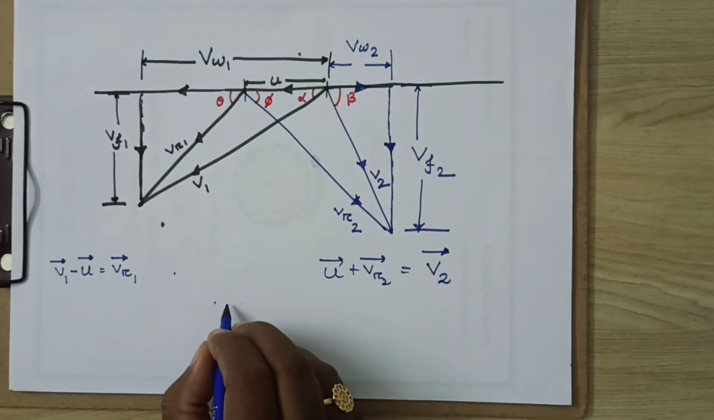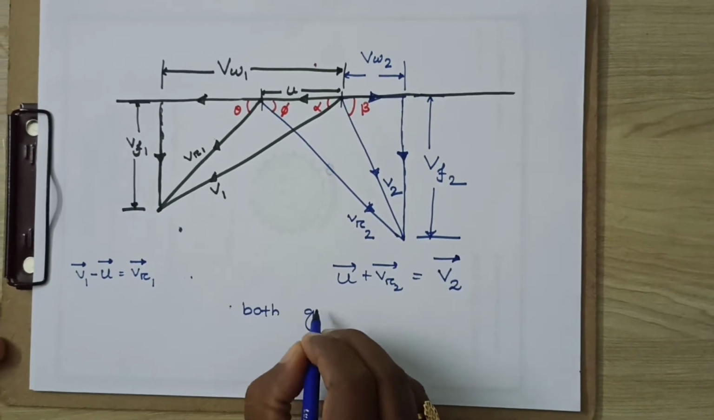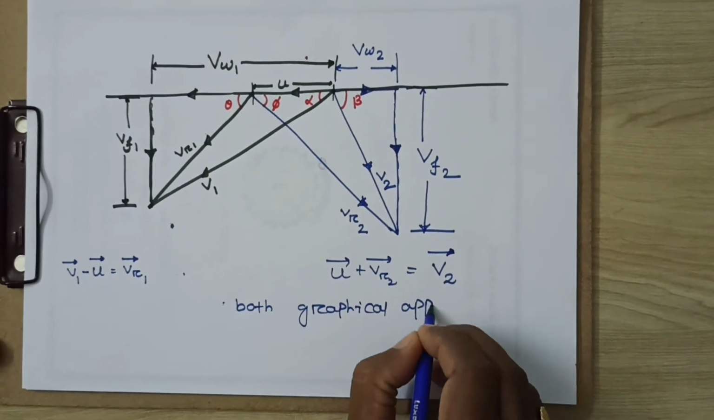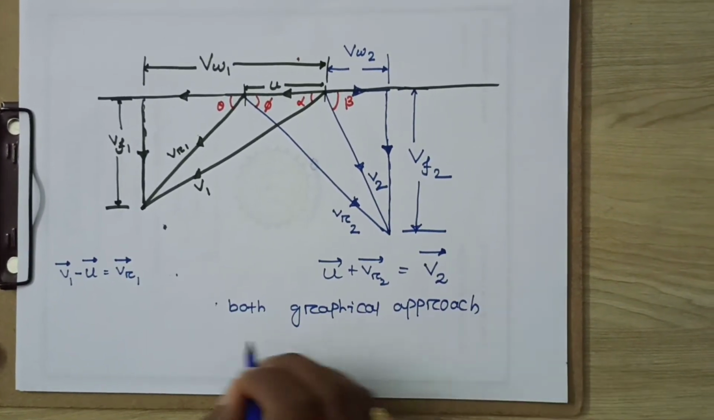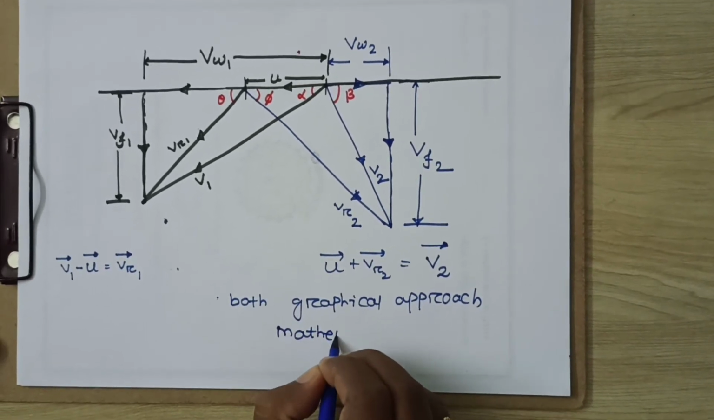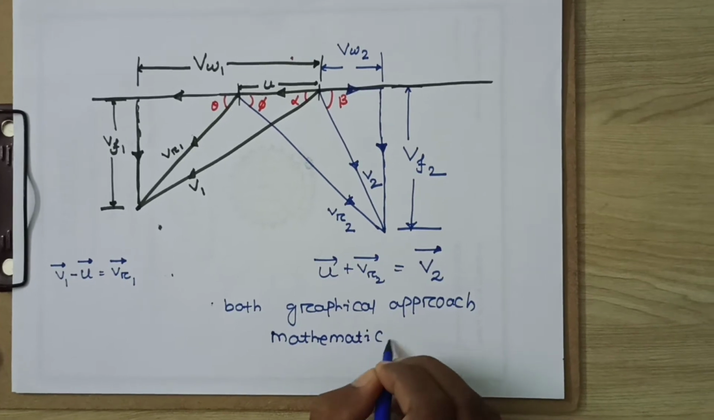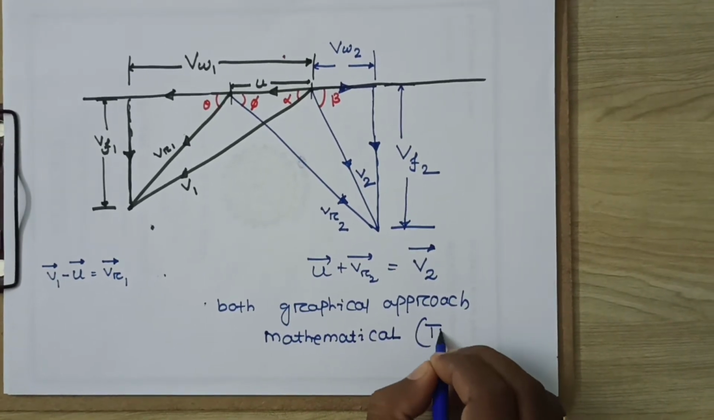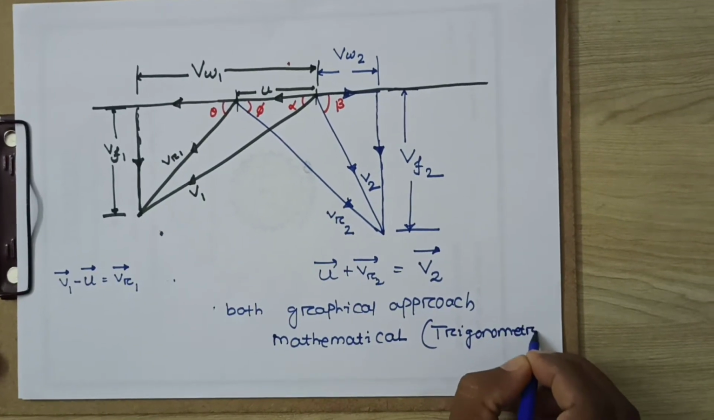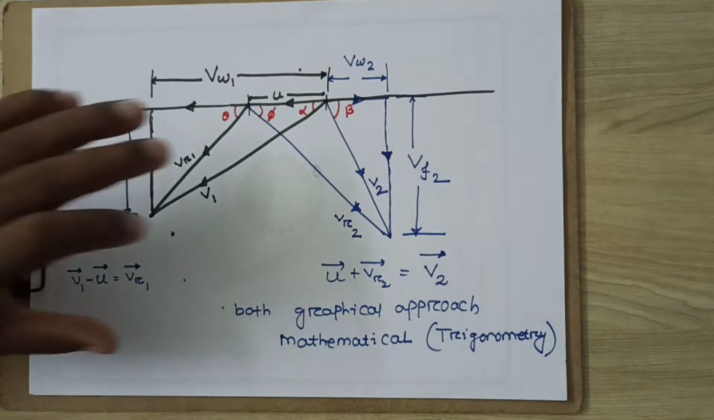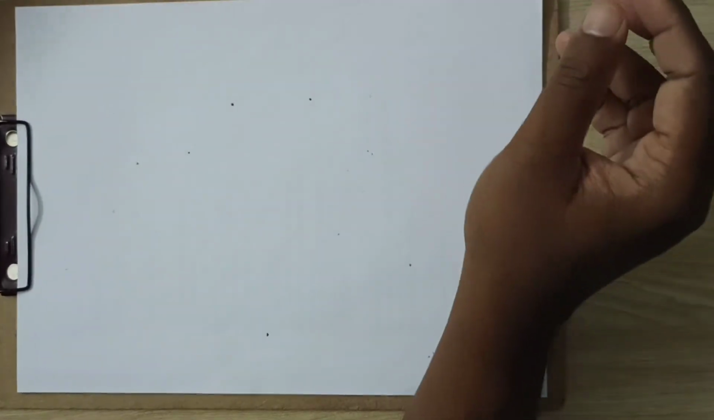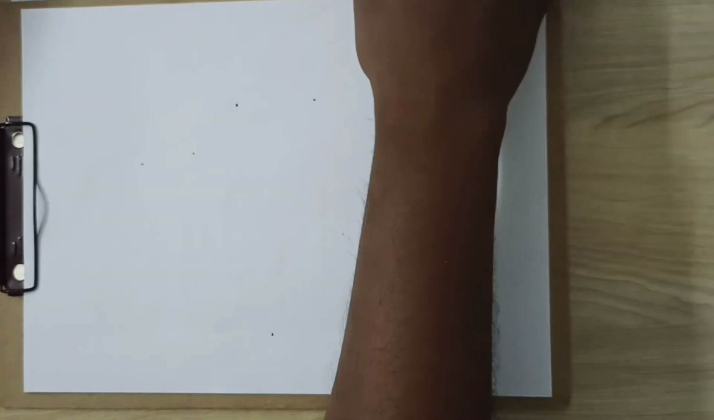You can use both a graphical approach or we can go for a mathematical approach, mathematical or trigonometry, upon this diagram. Then we will develop some mathematical relations.